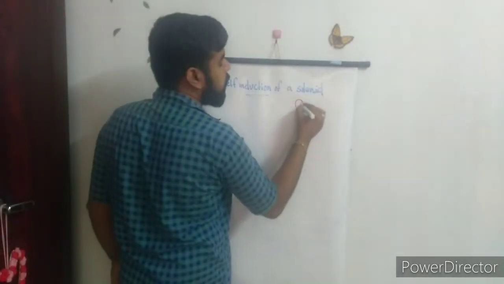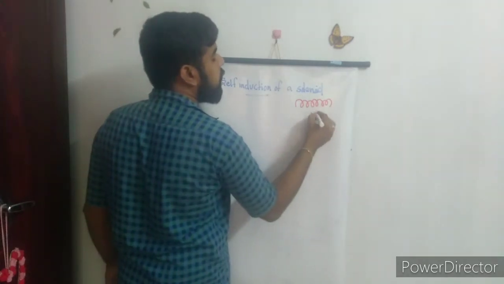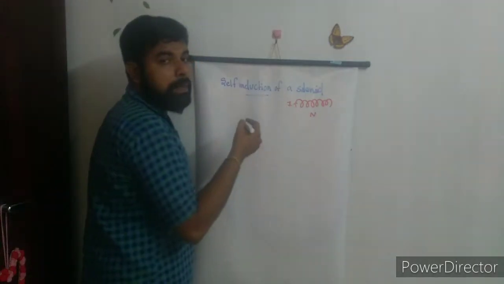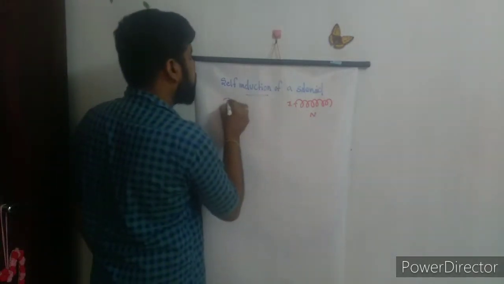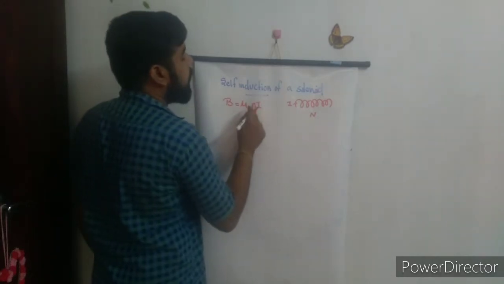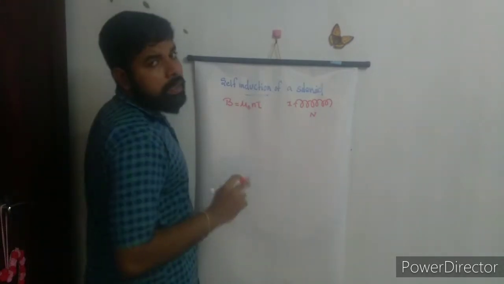Next topic is self-inductance of a solenoid. Consider a solenoid having length L and number of turns N. Suppose I is the current flowing through the solenoid. We know the magnetic field inside a solenoid is B is equal to mu 0 n I, where n is the number of turns per unit length and I is the current.